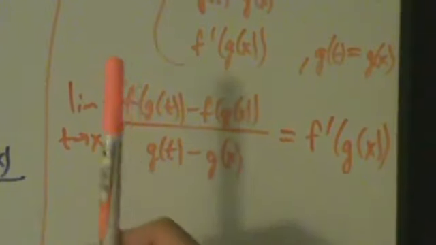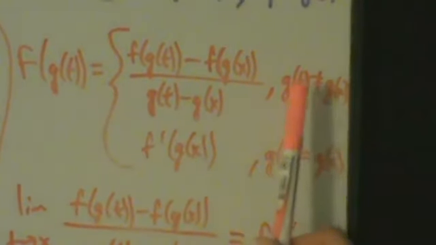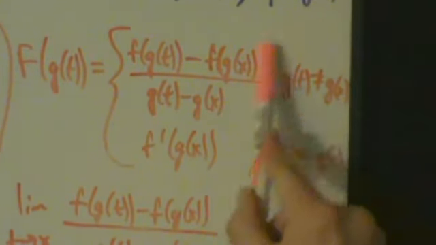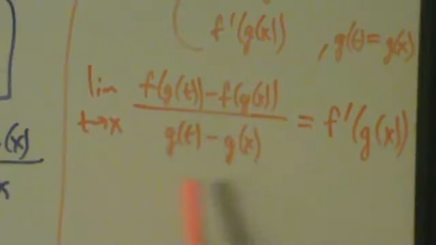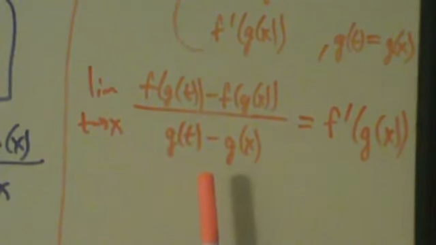But because we define this function big F, and because we're on this first piece, that tells us g of t and g of x are not the same thing. Therefore, this limit is okay to take. And from the definition of the derivative, this limit just equals that. So really subtle detail there.